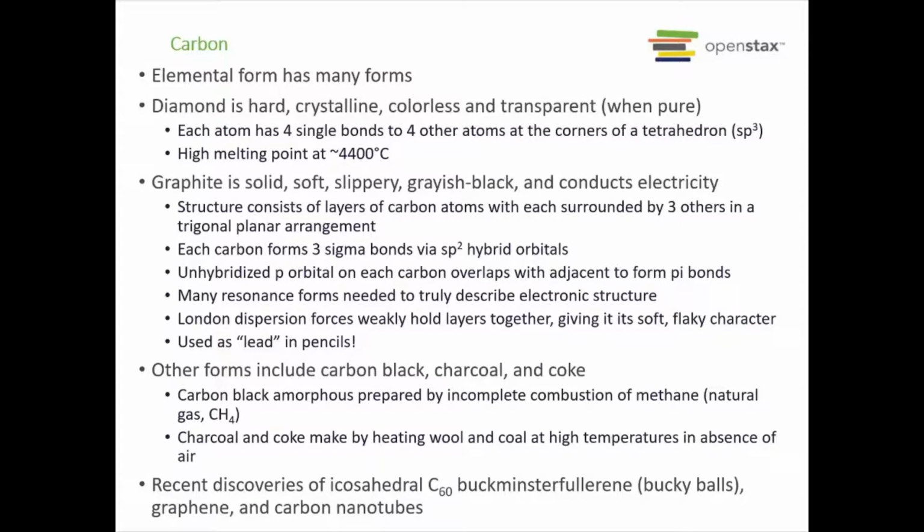So we're going to start with carbon. It has a bunch of different elemental forms. The first being diamond, and this is a hard, crystalline, colorless, and transparent compound when it's pure.